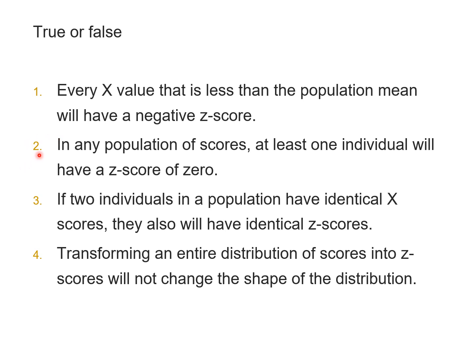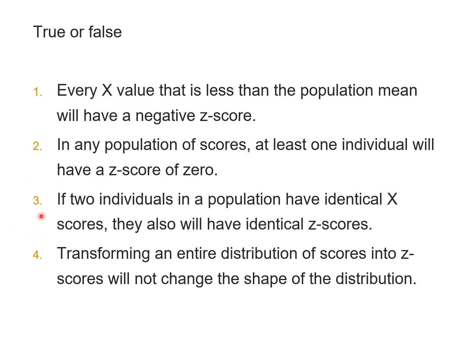Now, number 2, in any population of scores, at least one individual will have a Z-score of 0. That is false. Think about, in this case, we're looking for average points per game. We have an average of 29.3 points per game. Does that mean that in a game somebody scored 29.3 points? Nope, that's not even possible in that case, because you can't score points in decimals. So just because you have an average of 0 in particular, doesn't mean that there has to be an exact z-score that is 0. It's just saying what the average is in the z distribution.